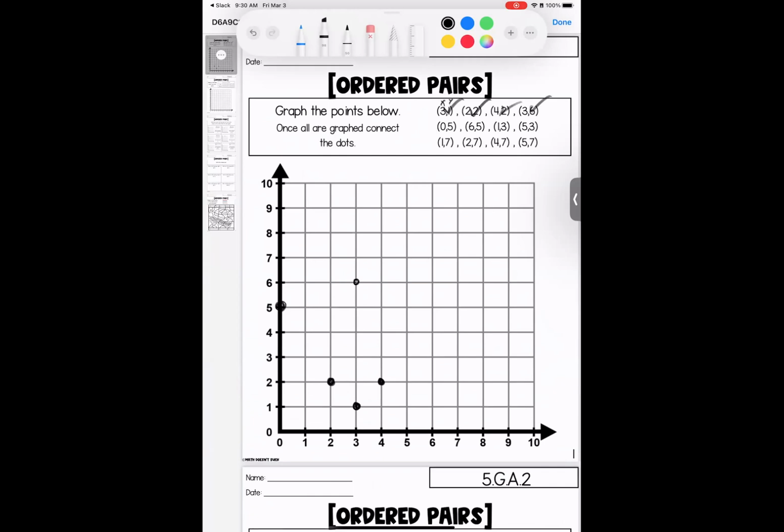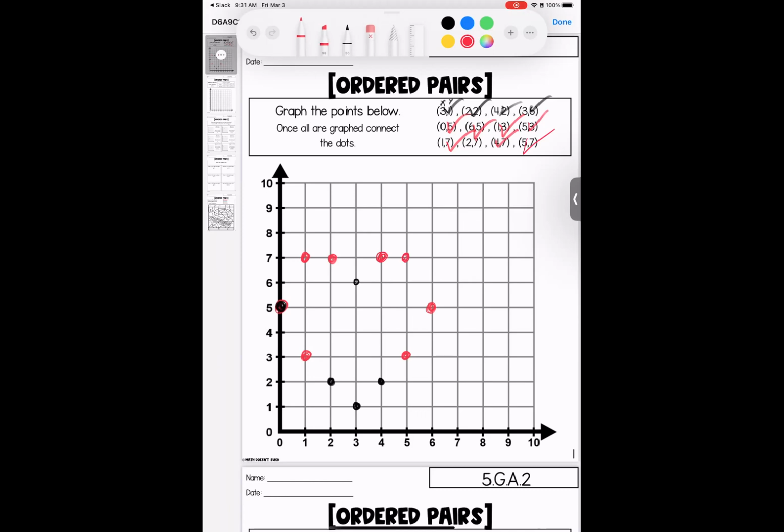Over 0, up 5. Let me change the color on that one so you can see it a little bit better. We're going to go over 6, up 5. Over 1, up 3. Over 5, up 3. Over 1, up 7. Over 2, up 7. Over 4, up 7. Oh, that's only a 6. Over 4, up 7. There we go. And over 5, up 7.